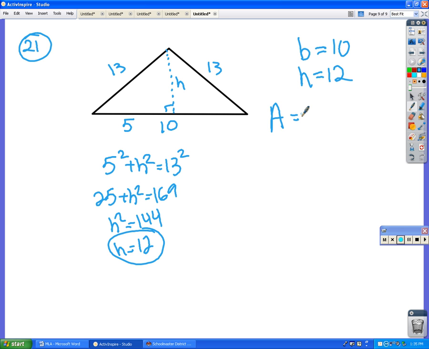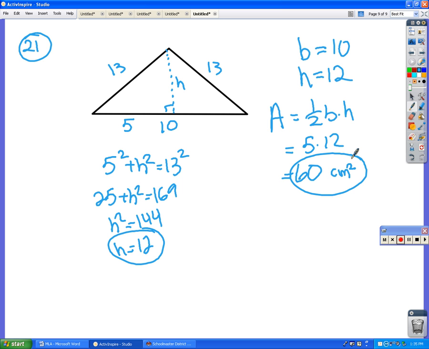So how do I find the area? 5 times 12, right? Half the base times the height, or 5 times 12, which is 60 square centimeters. Square feet? No. Sorry, I thought it was centimeters.